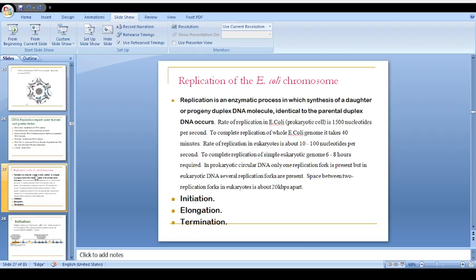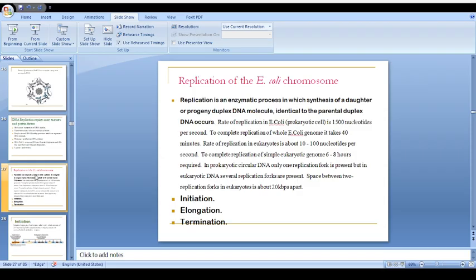So the replication process we are going to see in detail. The replication of the E. coli chromosome is an enzymatic process in which the daughter DNA is synthesized from the parental DNA, identical to the parental in nature. The rate of replication in a prokaryotic cell is 1500 nucleotides per second. Imagine, to complete the replication of the entire E. coli genome, it takes only 40 minutes.